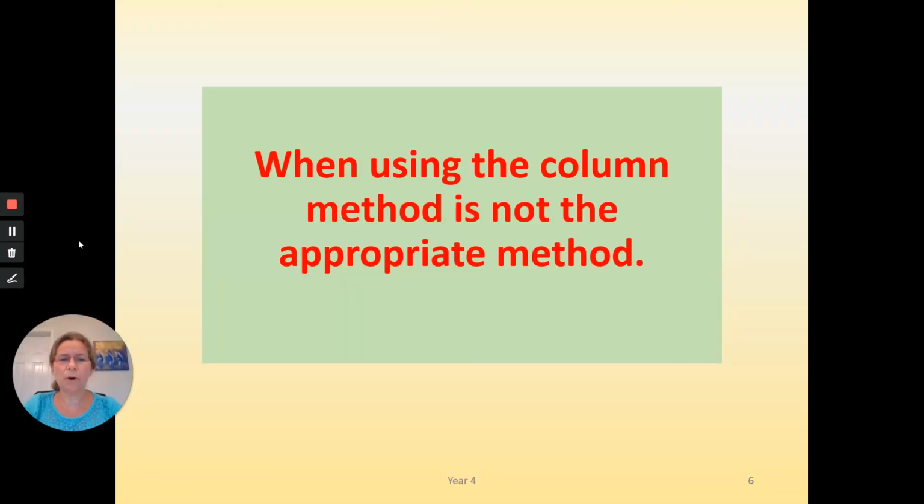When we choose the most appropriate method for subtraction, we need to know that sometimes using the column method is not the most appropriate method. And now we're going to look at an example where it is not the best method and where frog is better.